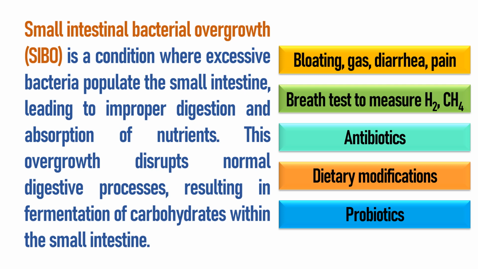Small intestinal bacterial overgrowth is diagnosed through breath tests that measure hydrogen and methane levels after ingesting specific sugars. Treatment typically involves antibiotics to reduce bacterial overgrowth, dietary modifications to limit fermentable carbohydrates, and sometimes probiotics to restore a healthy gut microbiome.